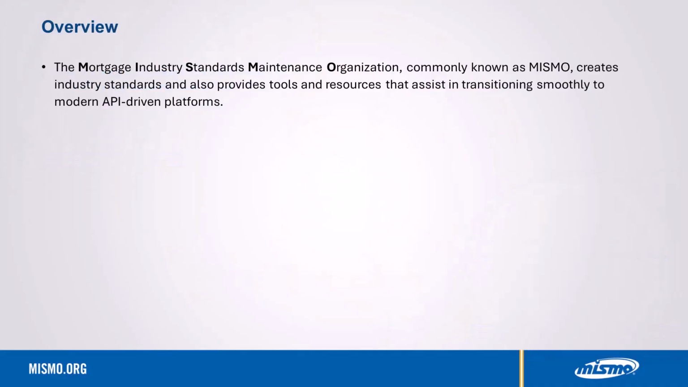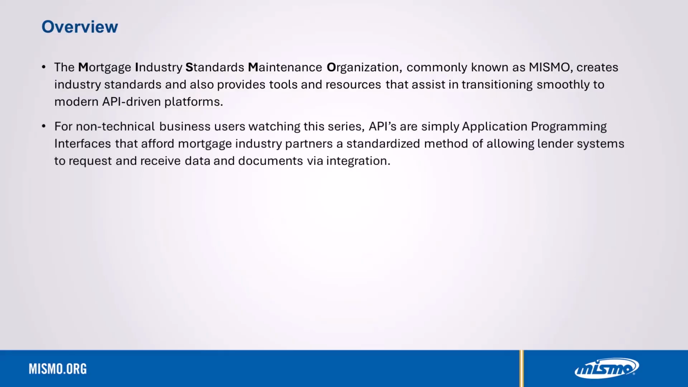The Mortgage Industry Standards Maintenance Organization, commonly known as MISMO, creates industry standards and also provides tools and resources that assist in transitioning smoothly to modern API-driven platforms. For non-technical business users watching this series, APIs are simply application programming interfaces that afford mortgage industry partners a standardized method for allowing lender systems to request and receive data and documents via integration.